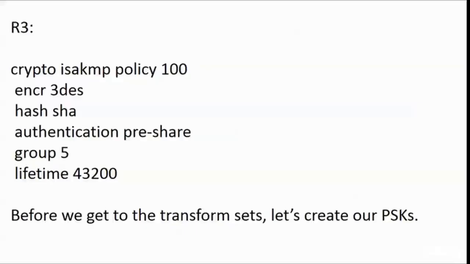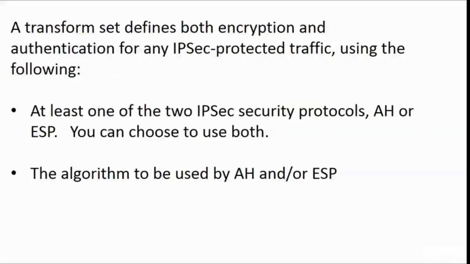Now let's take a look at these transform sets. First off, talk about what we're transforming here, what we've got, and then we'll configure them. Now, a transform set, it's kind of a merger. What you're doing is defining both encryption and authentication for IKE Phase 2. You're bringing them together because you're defining the encryption and authentication for any IPsec protected traffic using the following: at least one of these 2 security protocols that we talked about earlier, AH or ESP.